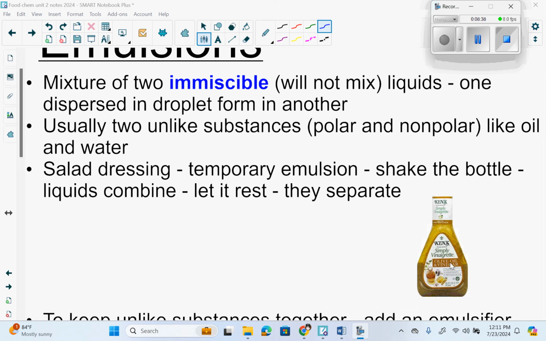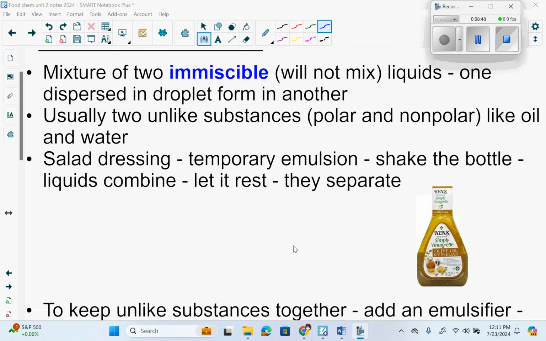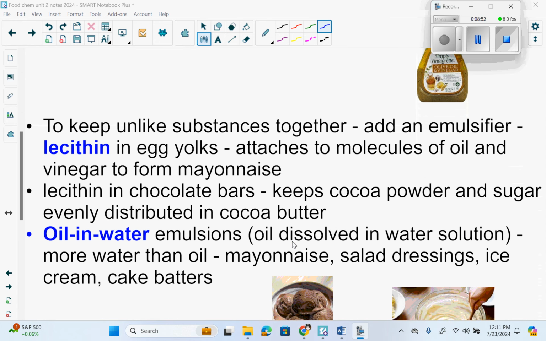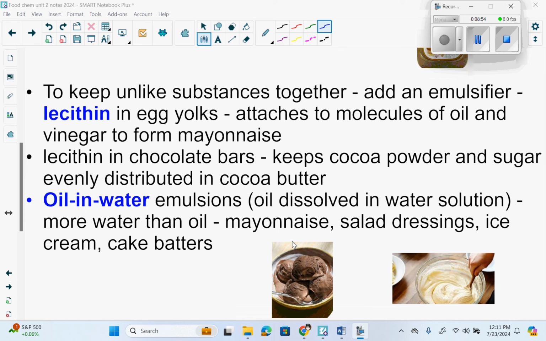So this is what's called a temporary emulsion. You have to shake the bottle for these 2 to come together. But if you let it rest, you can see in this bottle right here, they separate out because oil and vinegar don't like each other. It's based on polarity. Now, to keep unlike substances together, you could add an emulsifier. So lecithin in egg yolks is used to attach molecules of oil and vinegar together to make mayonnaise, which is an egg-based product.